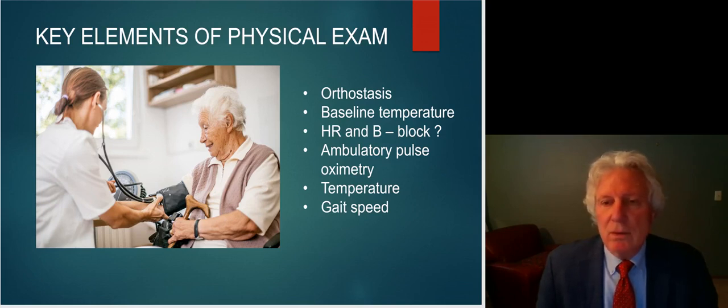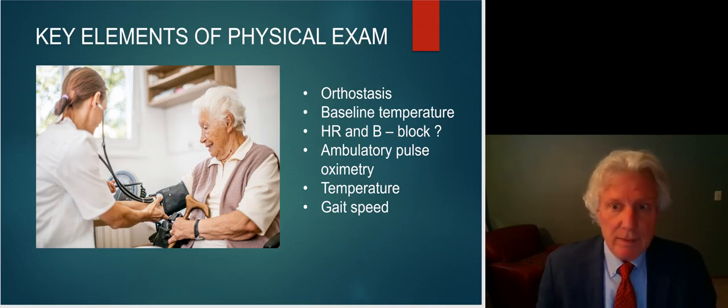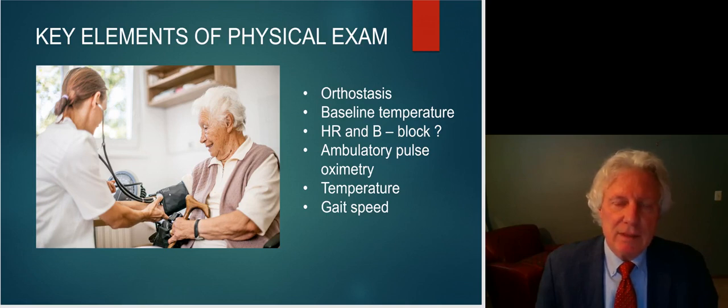I use a 50-foot walk to test ambulatory pulse oximetry. A lot of times individuals will get short-winded and you find out that they desaturate their oxygen levels as a consequence of walking. So we talked about temperature, and then gait speed is another key element of the physical exam. As we mentioned earlier, anybody that ambulates less than 1 meter per second with usual walking speed is considered at risk for falls, future cognitive impairment, and hospitalization.